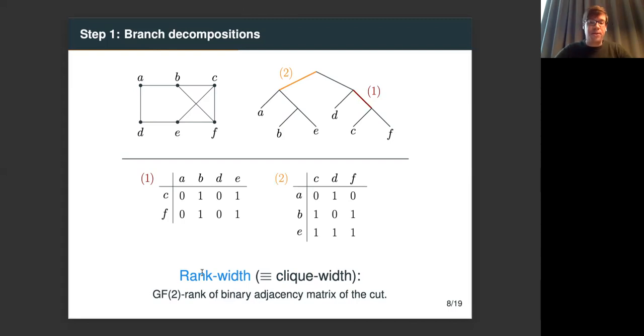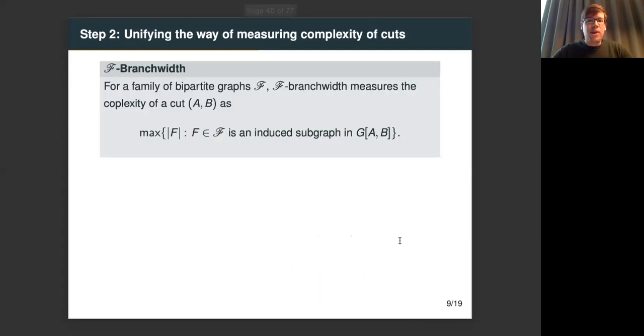And for rank width, it has been shown that it is asymptotically equivalent to Clique-width. All right, so for both these width measures, we have characterizations in terms of branch decompositions. But you could also see that the way that the complexity of the cut is measured was very different in these two examples. Which is why we now go to step 2.